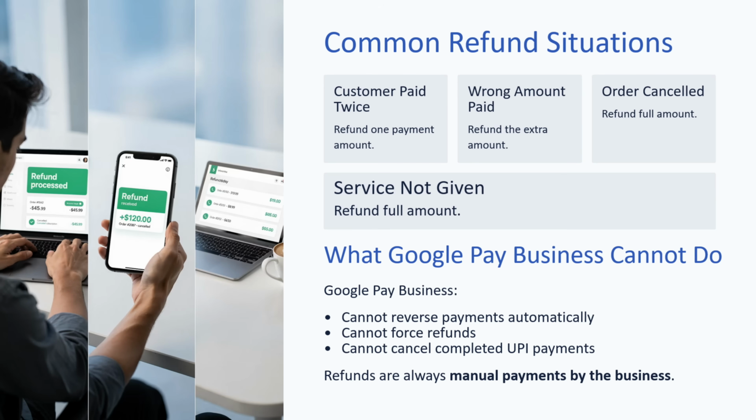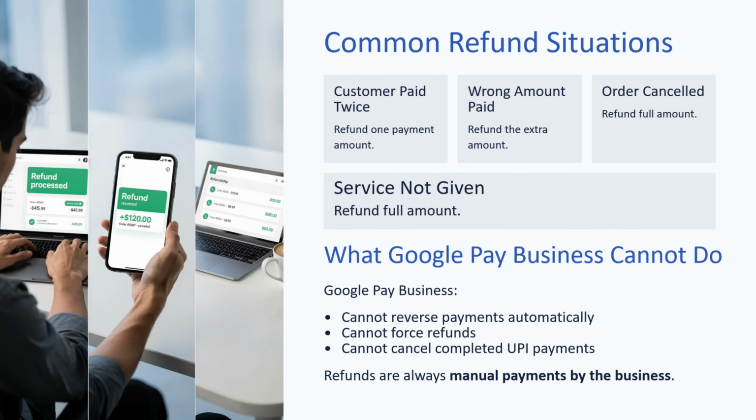Now we will see the common refund situations. First one, customer paid twice. You have to refund one payment amount. Second one, wrong amount paid. You have to refund the extra amount. Third one, order cancelled. You have to refund the full amount. Fourth one, service not given. You have to refund the full amount.